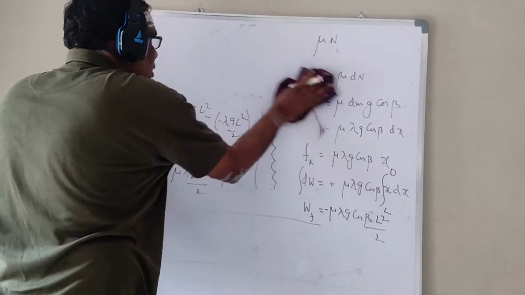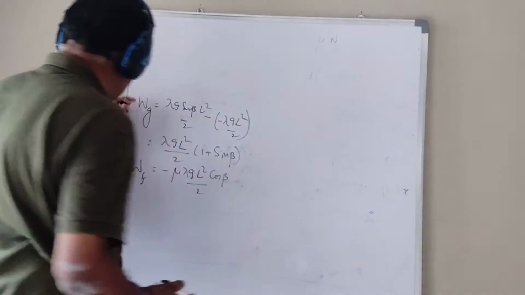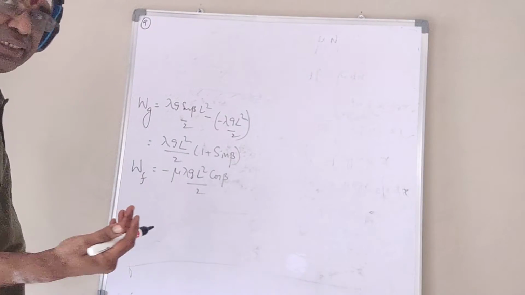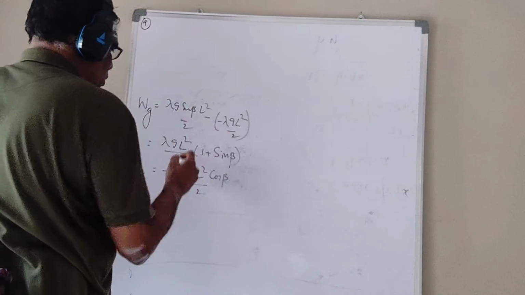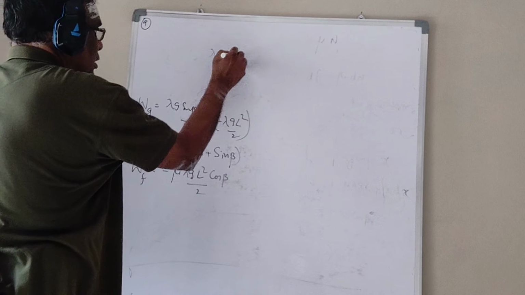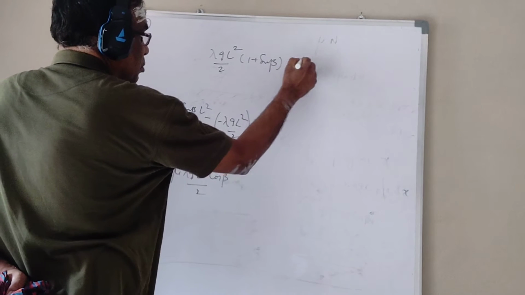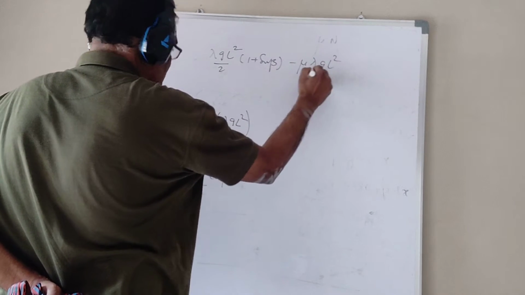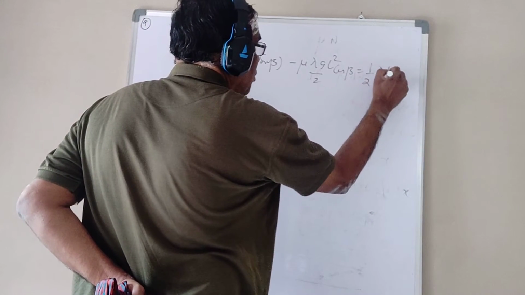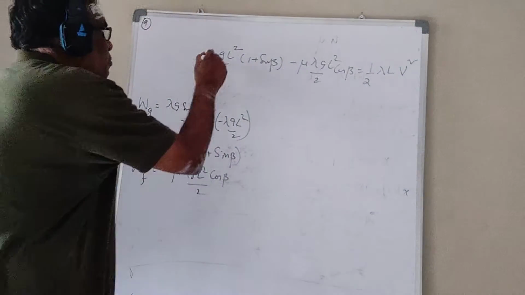Now, the problem is with you. You can directly solve it. The total work done by these two forces is equal to the change in kinetic energy. So the sum of these two, this plus this, lambda g L squared by 2, and this is minus mu lambda g L squared by 2 cos beta, is half lambda L mass v squared. I think the rest you can easily do.